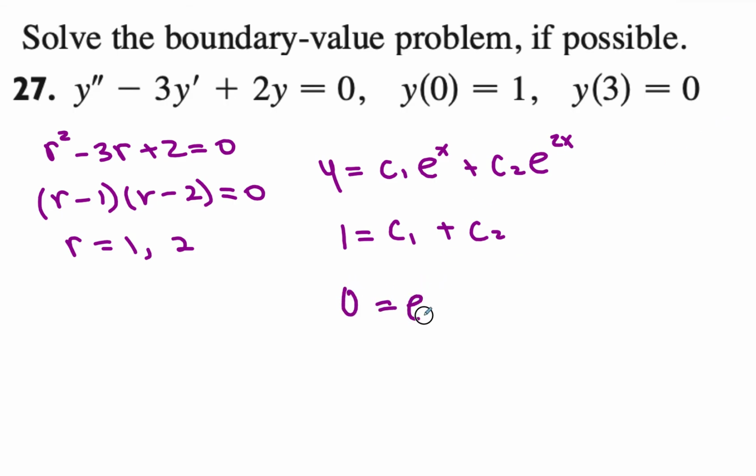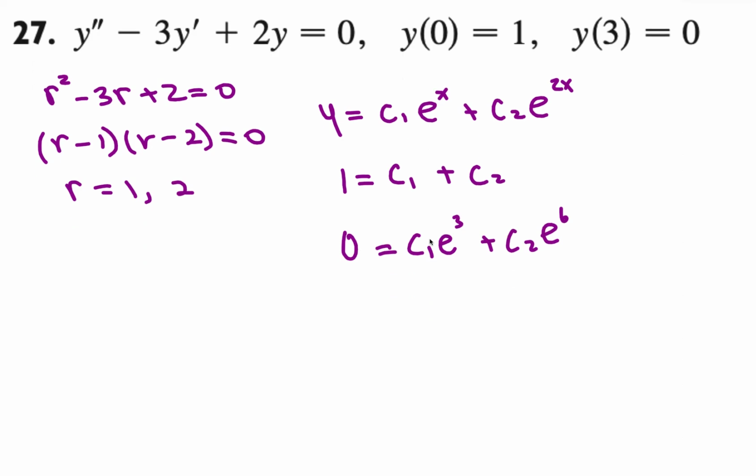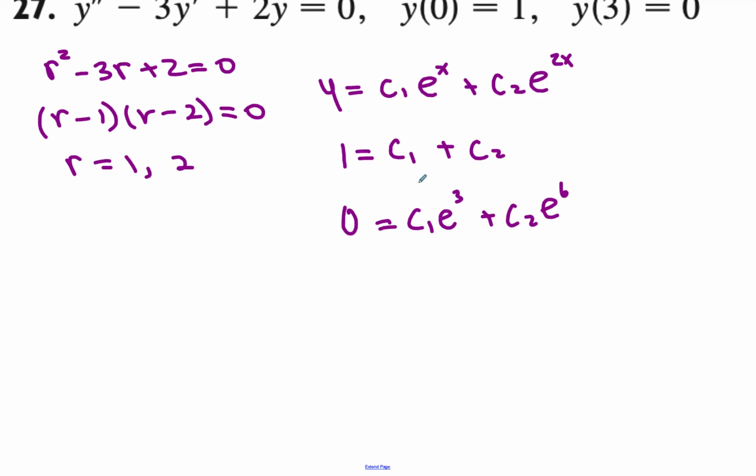So we get 0 equals c sub 1 e to the 3 power plus c sub 2 e to the 6th power. So now we can figure out the values of c sub 1 and c sub 2. This is a system of equations. So I can multiply the first equation by e to the 3, and then I get to figure out c sub 2.